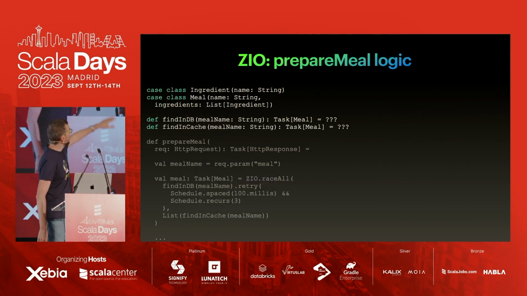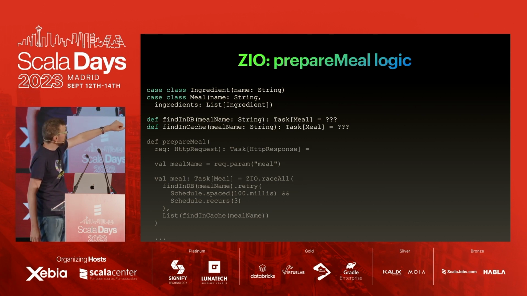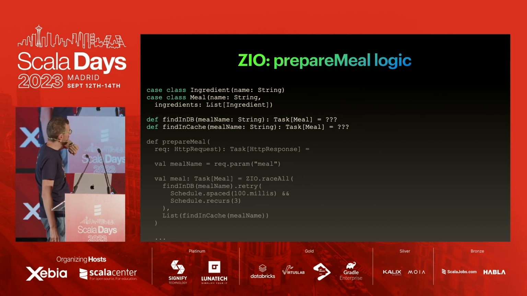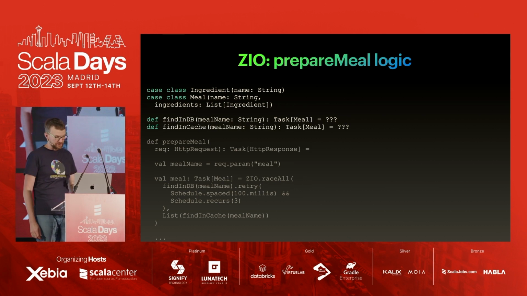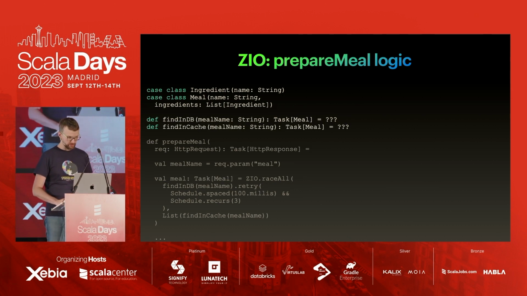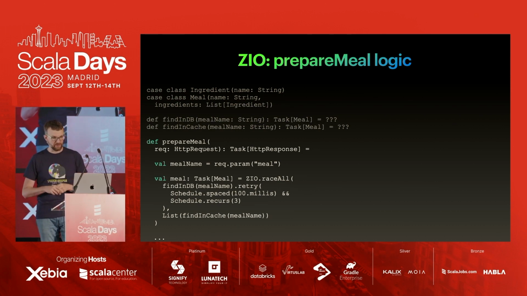So here we've got some helper classes. We've got the ingredient case class. We've got the meal class, which has a list of ingredients, right? We have two methods, one for finding things in a database and one for finding the meal in cache, given a name. Again, we gloss over any error scenarios where the meal is not found and so on. So they have some implementation, right? But according to our specification, what we want to do is we want to race these two methods together, right?